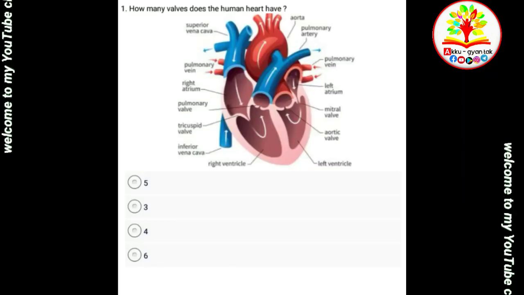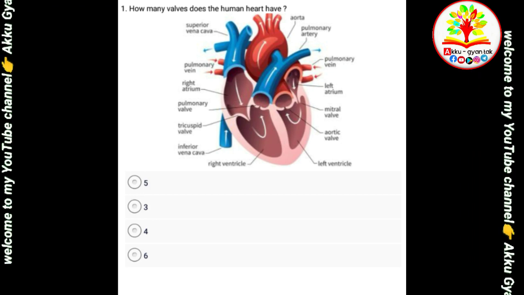How many valves does the human heart have? A. 5, B. 3, C. 4, D. 6.